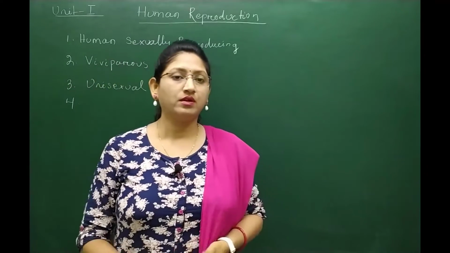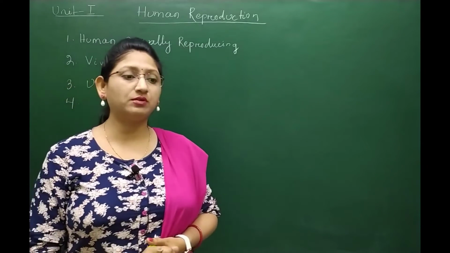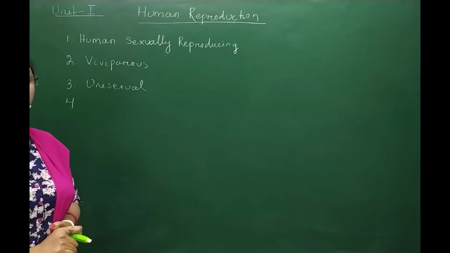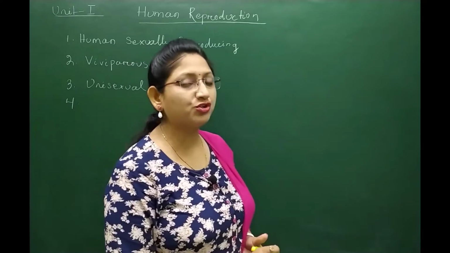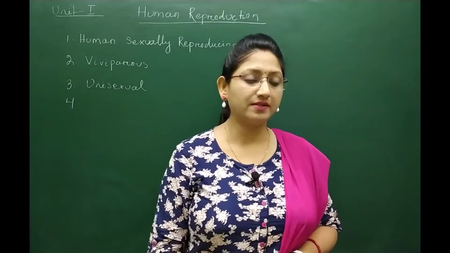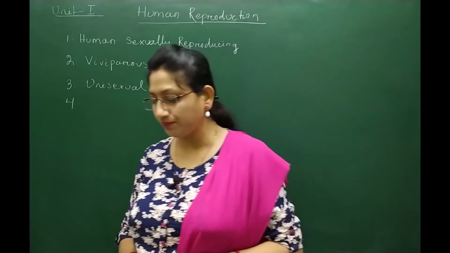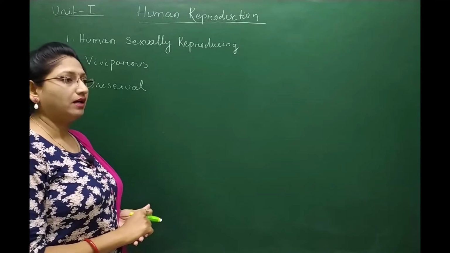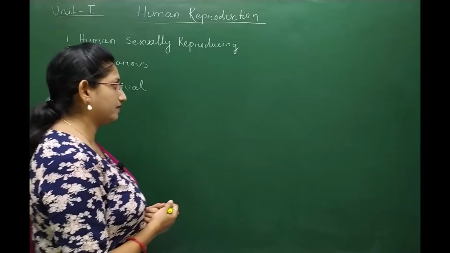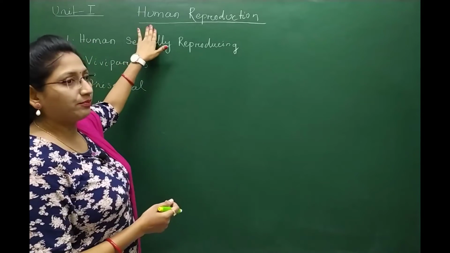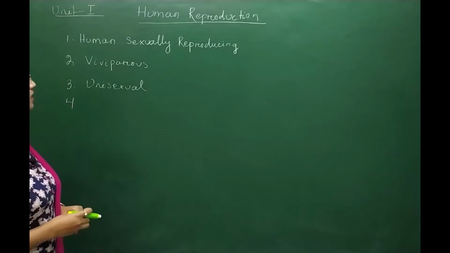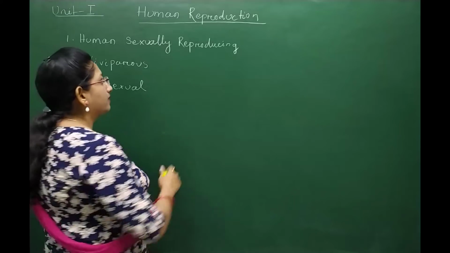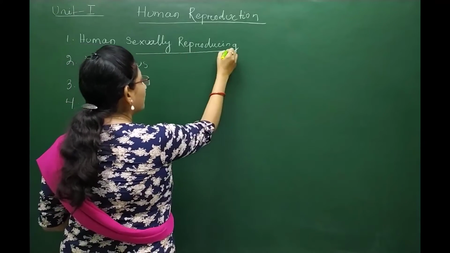Hello students, today we are starting with our first chapter of the first unit, that is human reproduction. In our previous classes, we have already discussed reproduction, types of reproduction, asexual and sexual types of reproduction, and how they differ from each other. All these things are already discussed in our previous classes. So in human reproduction, humans are sexually reproducing organisms, that is, they can reproduce by sexual method.